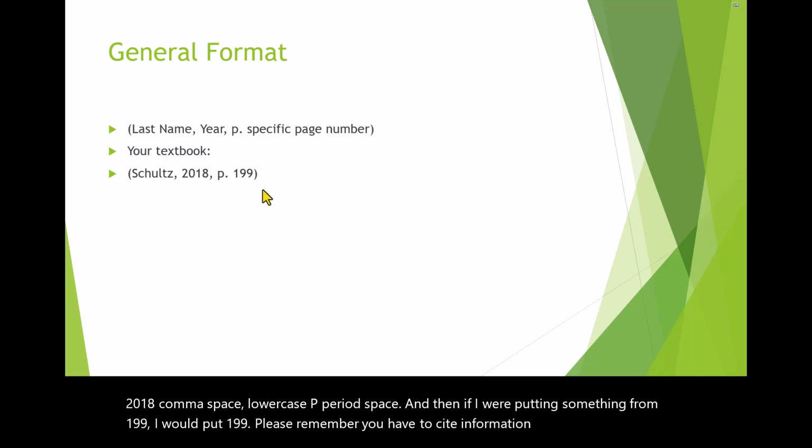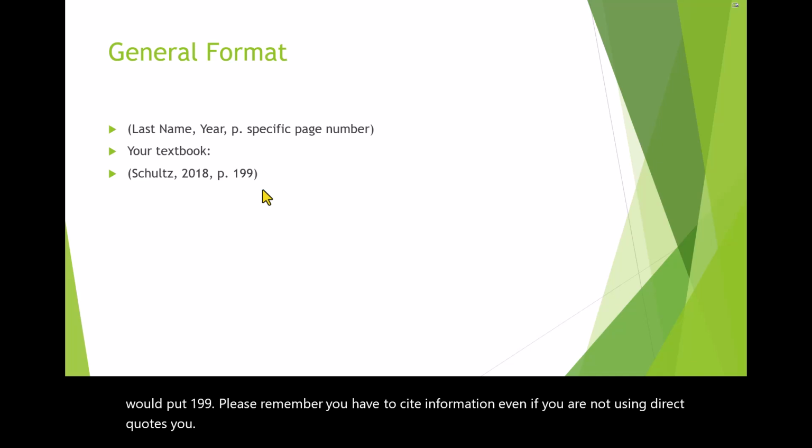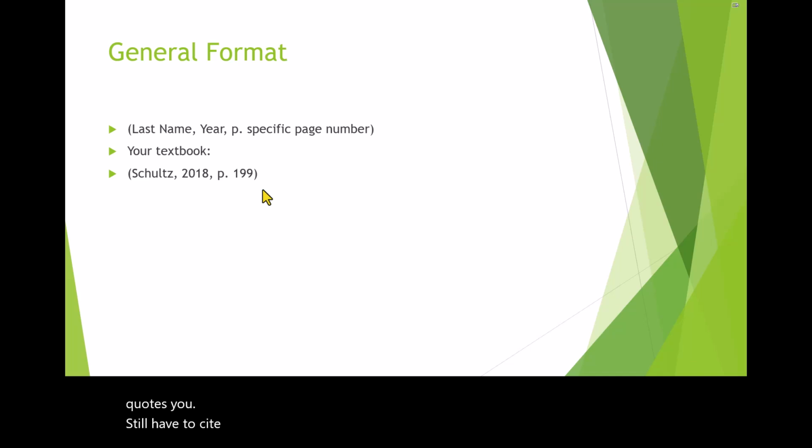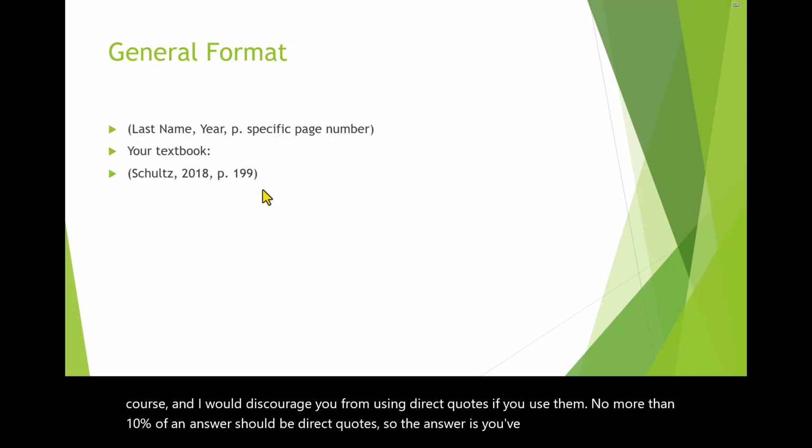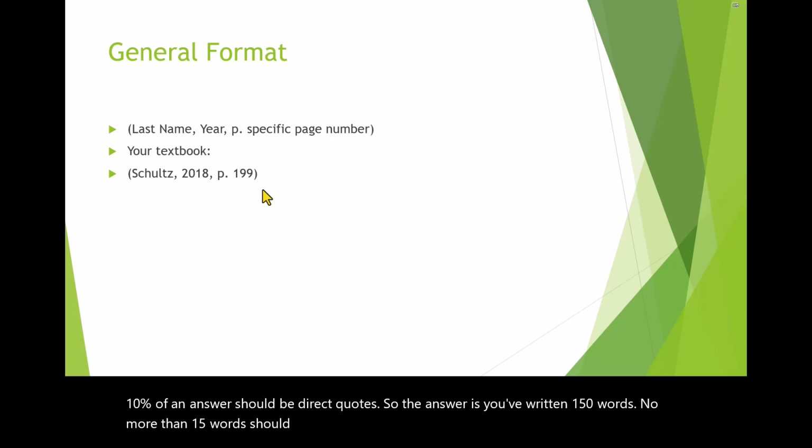Please remember, you have to cite information. Even if you are not using direct quotes, you still have to cite in this format. You do not have to use direct quotes at any time in this course, and I would discourage you from using direct quotes. If you use them, no more than 10% of an answer should be direct quotes. So if you've written 150 words, no more than 15 words should be in direct quotes.